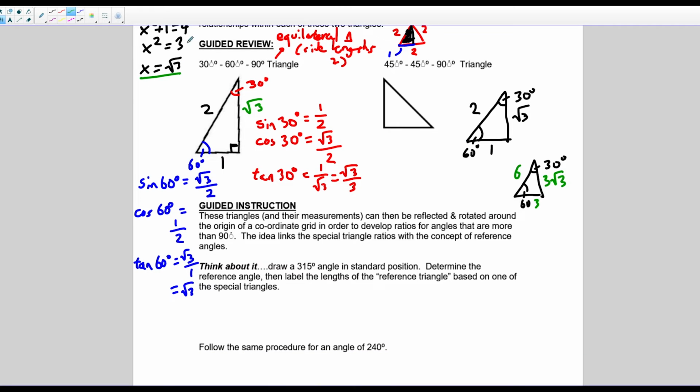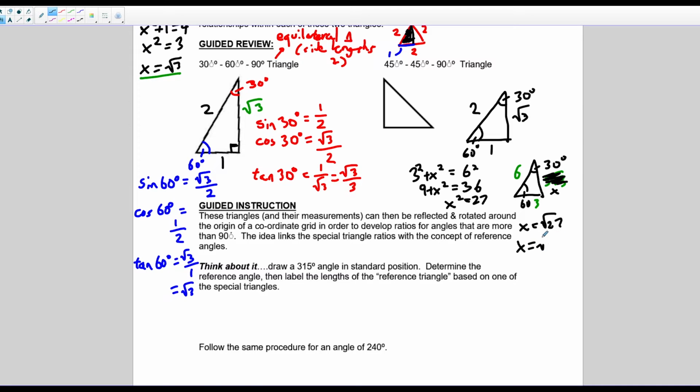Let's say we only know our 2 side lengths. So we have 6 here. Let's pretend we don't know that. Let's call this x. We have 3 squared plus x squared is equal to 6 squared. We have 9 plus x squared is equal to 36. We're going to subtract 9 from both sides. So x squared is equal to 27. And then I have x is equal to the square root of 27.